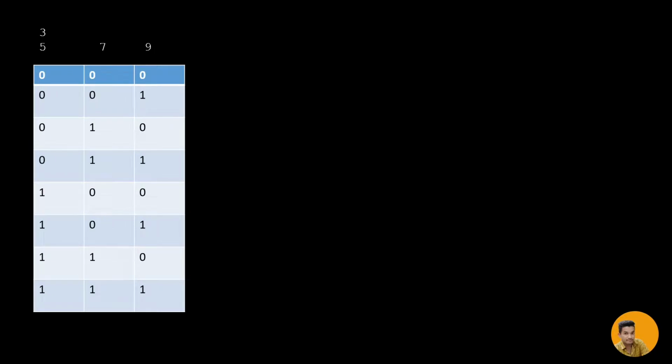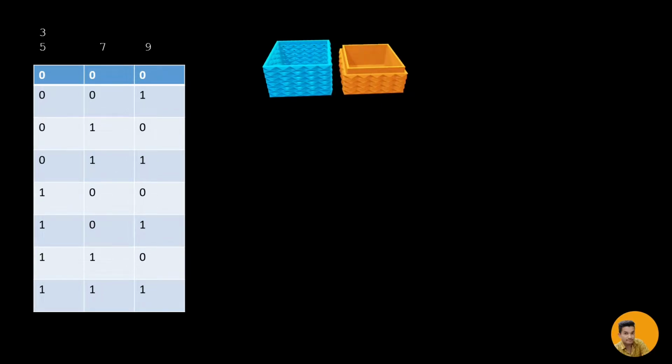Here we have 3 apples, 5, 7, 9, and this truth table gives all the possibilities of selecting the apples. Meaning here we have two crates, blue and orange. Blue means 0. So if these are 0, that means we are putting all the apples in this crate, and 1 means that apple we are putting in this orange one.